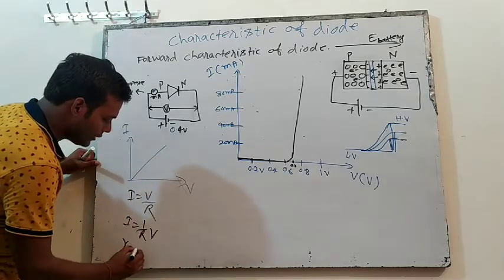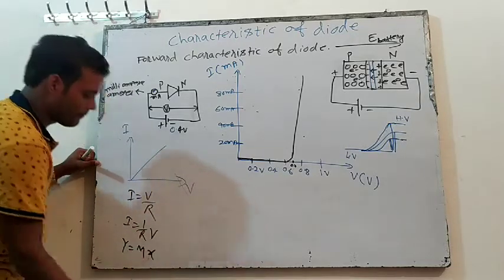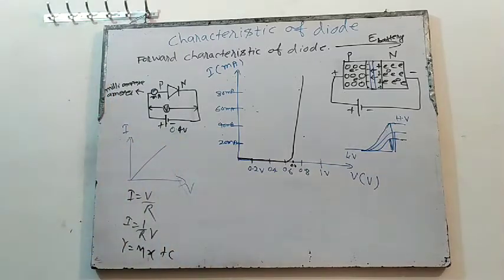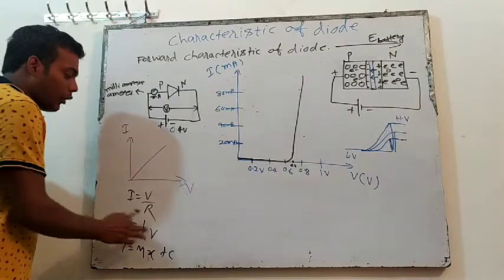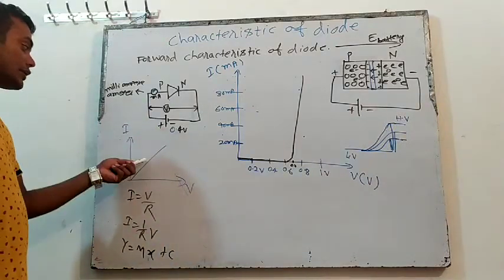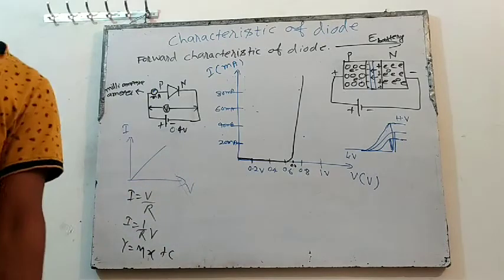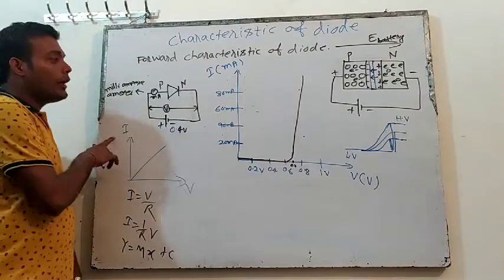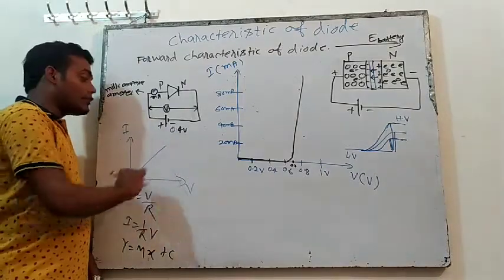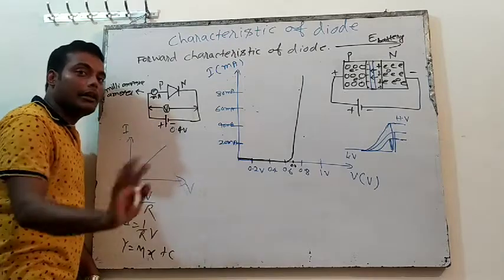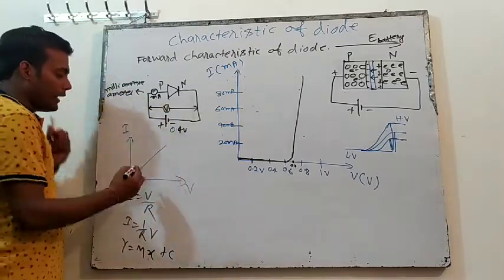So this will be y is equal to mx, and here obviously the intercept is 0. There is no intercept. So in the current voltage graph, the slope is giving us information about resistance. And if this is a straight line, that means it is following Ohm's law. If it is not a straight line, it is not showing Ohm's behavior.